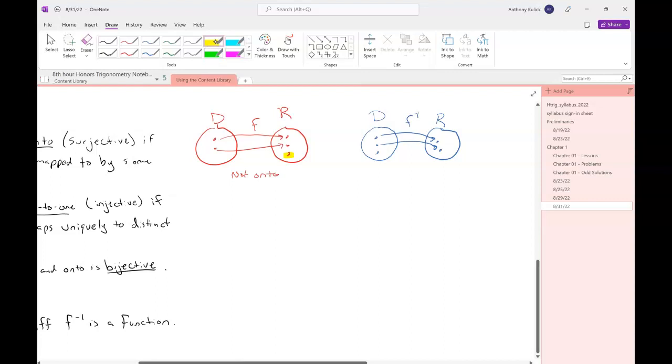What do you notice about f inverse here? Yeah, well, it's not a function, right? Because not everything in the domain goes somewhere. So if a function is onto, it guarantees us that its inverse will not have any unpaired domains. That's what onto guarantees for us: it eliminates the possibility of having an unpaired domain in the inverse. Everybody's okay with that?